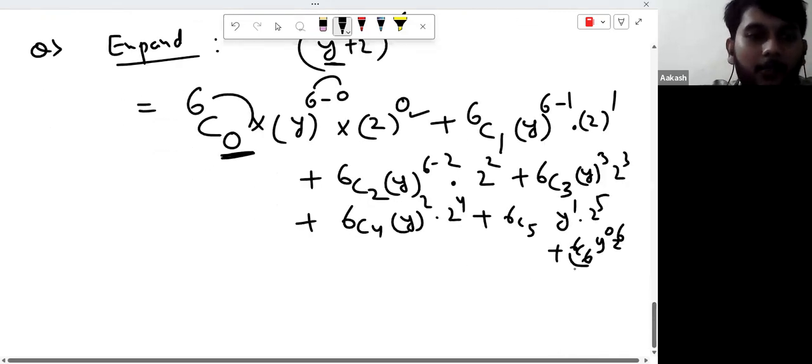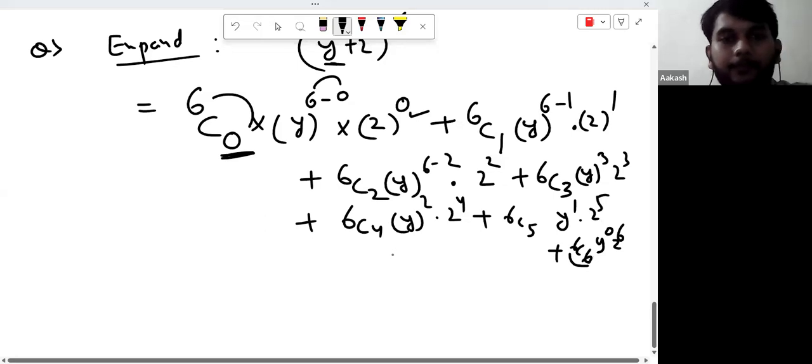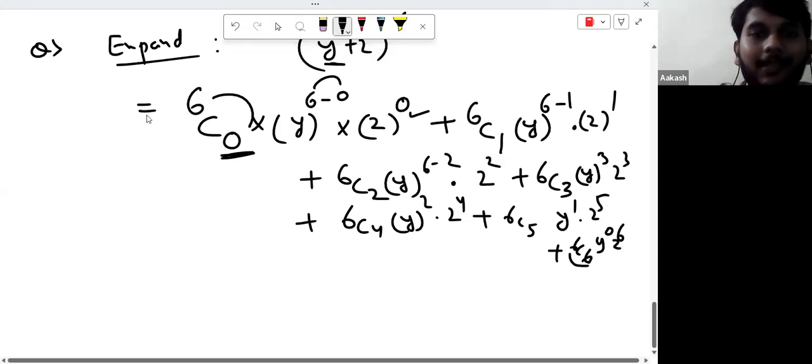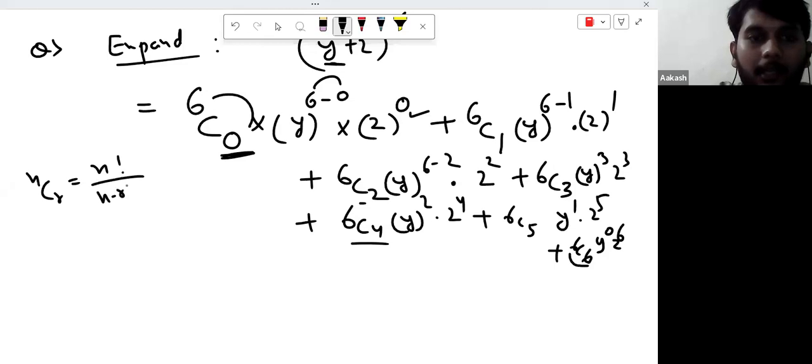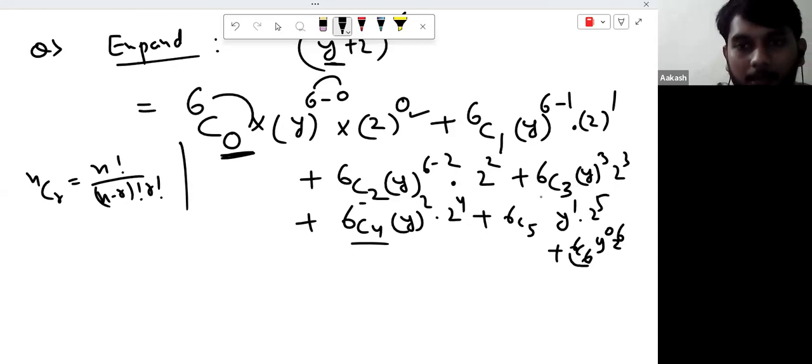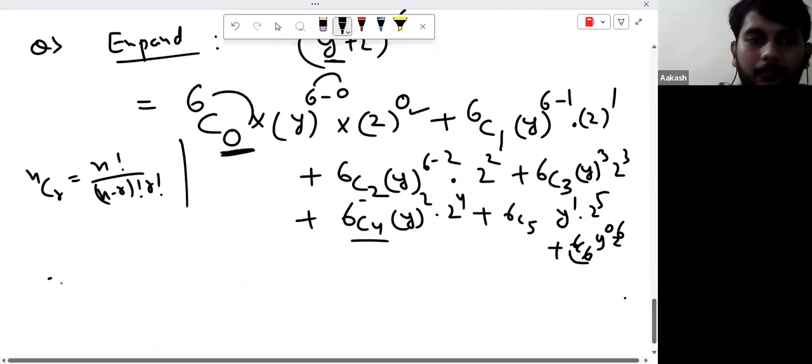6C6 आ गया मतलब खत्म हो गया. Okay. And then you have to simplify this also. Value निकालनी तो आती है, formula nCr is n factorial upon n minus r factorial into r factorial. And this 6C0, 6C1, 6C2, 6C3, all of them are called binomial coefficients. Okay. All right. Note it down.